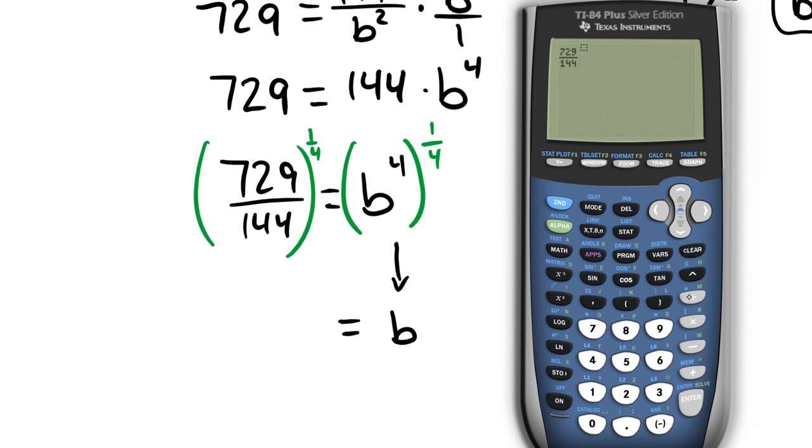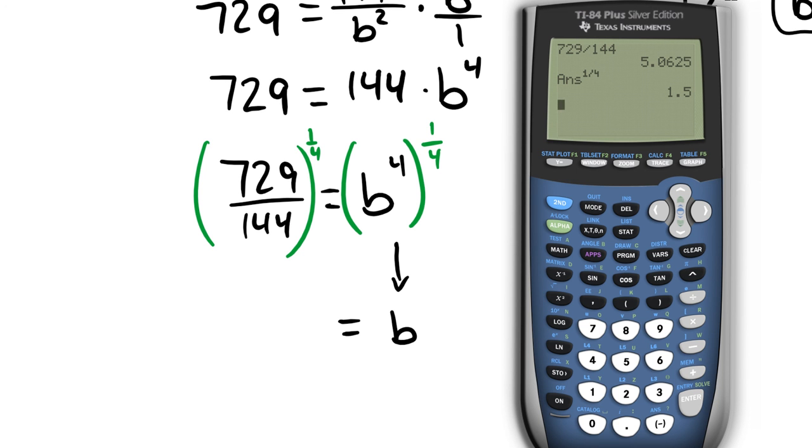And I'm going to raise that entire fraction. Ooh, this is a little confusing. I know that I am raising this fraction to this power, but perhaps you may see this as me only raising the numerator to the power, and I don't like that ambiguity. That makes me uncomfortable. So I'm going to go ahead and, what is 729 divided by 144? Okay, it's 5.0625. I'll just take that and I'll raise that to the 1/4 power.